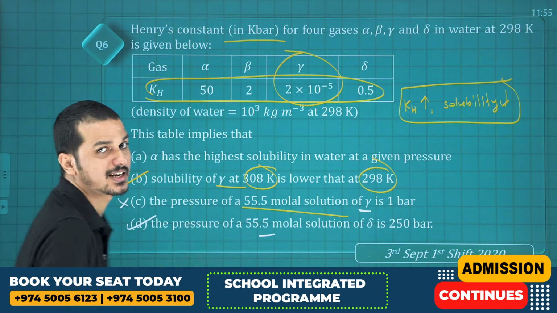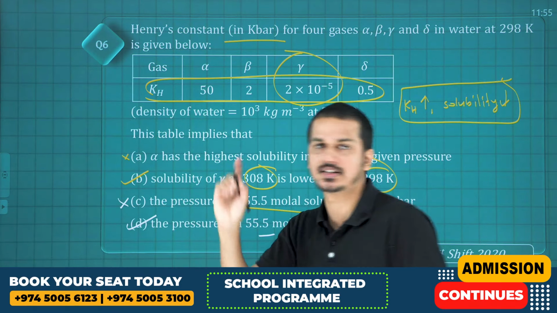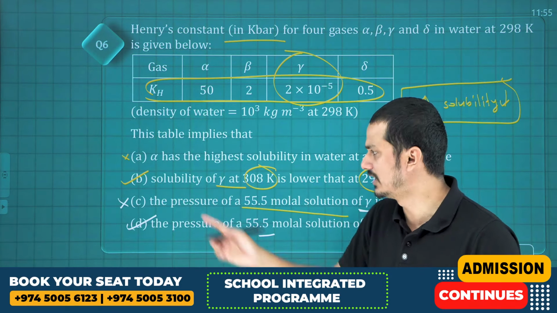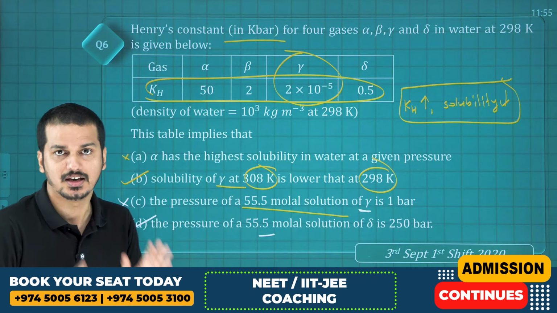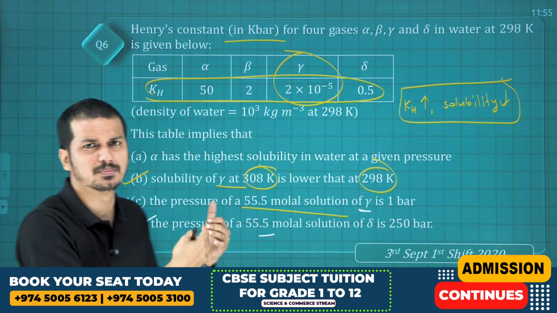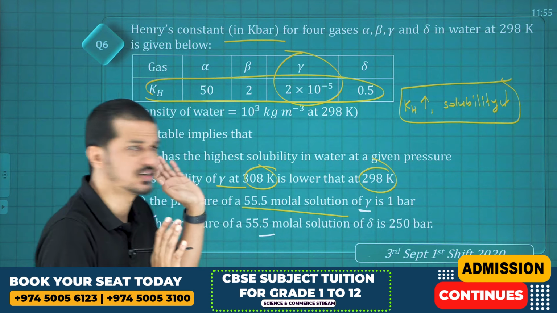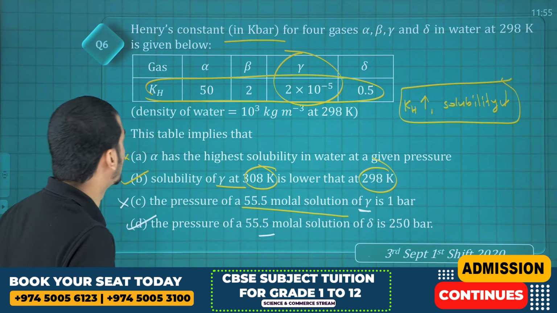So how many options are correct? B as well as D. Two options are correct. They gave this in NTA in a previous year. So that is B and D, both are correct. In that case, you will get a bonus point. Don't worry about it. So next we can go to the next question.